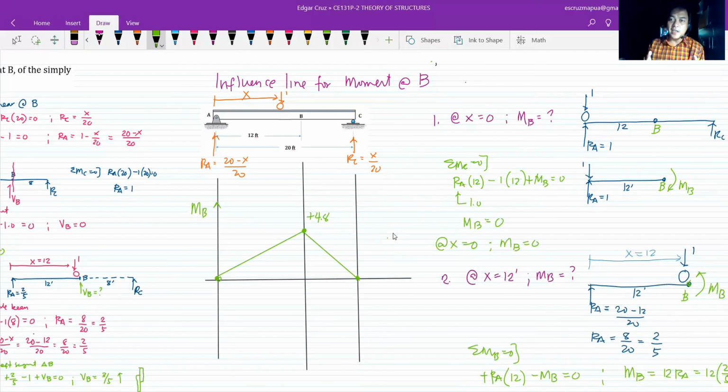So isang interpretation nun, no? Again, pagka tinanong kayo, based from the influence line, in what position of the unit load does the maximum moment at B occurs? And that would be at 4.8, diba? At 4.8 at point B. Okay, so yun yung ibig sabihin ng influence line for moment at B. Okay, so I hope you have learned out of this discussion.